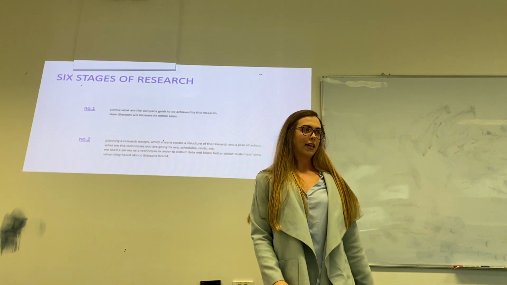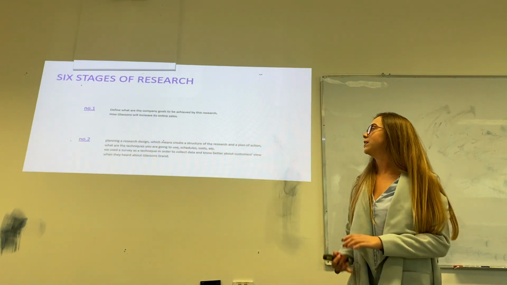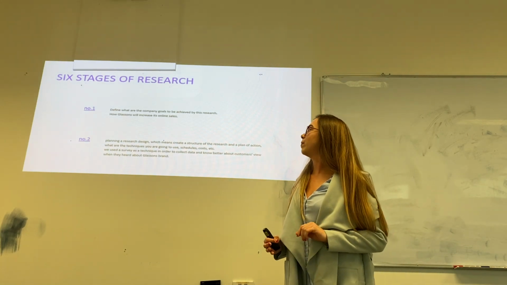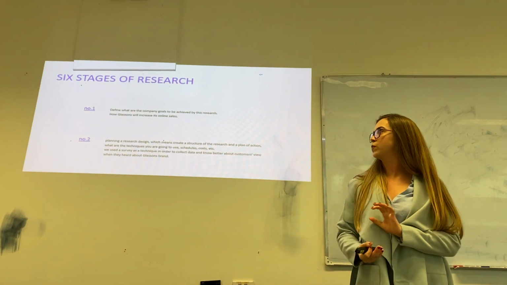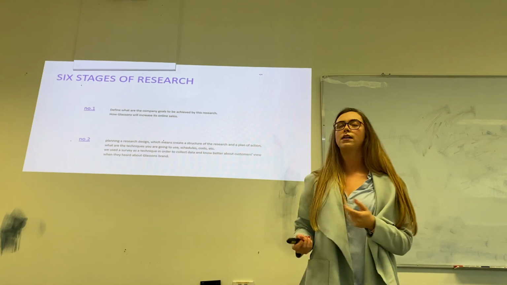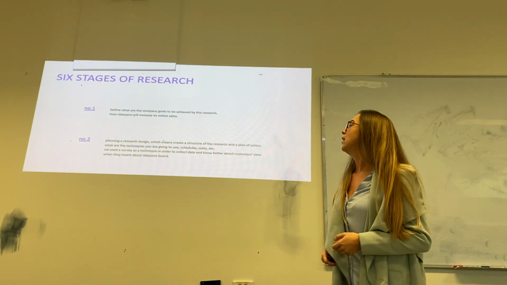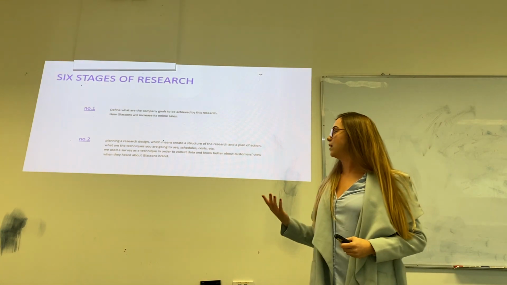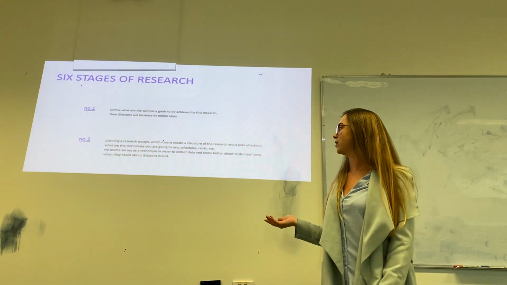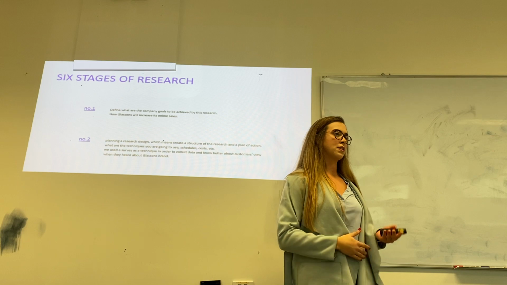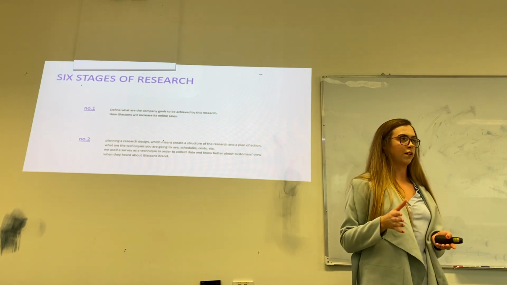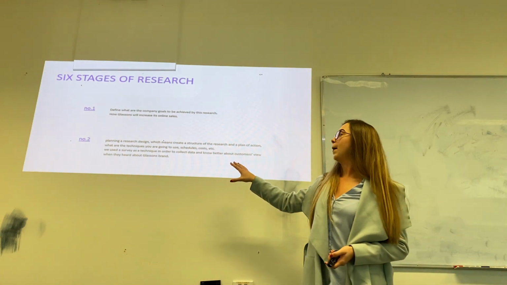So we have 6 stages of research. The first one is to define what goals the company wants to achieve with this research. So, as I said, it is how Glassons can increase its online sales. The second one is planning and research design, which means which technique they will use. We use a survey as our technique.